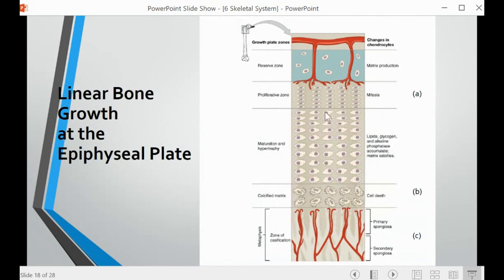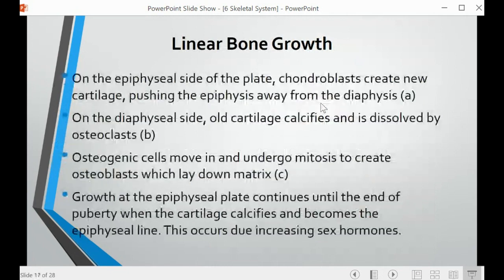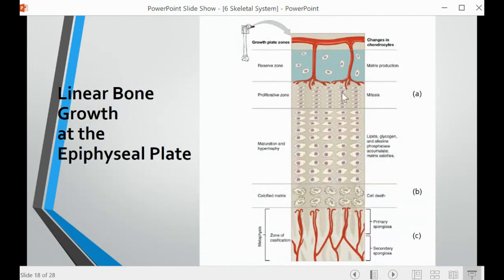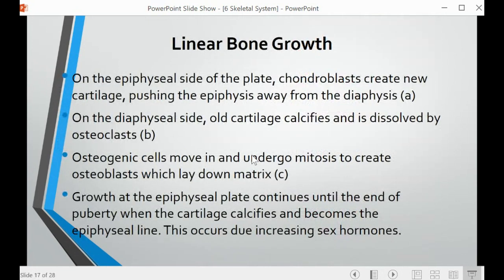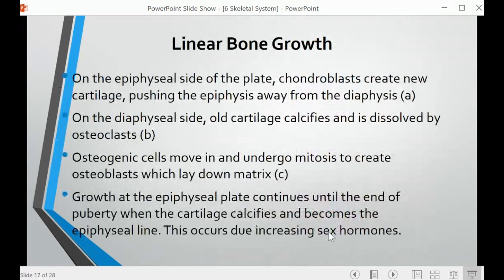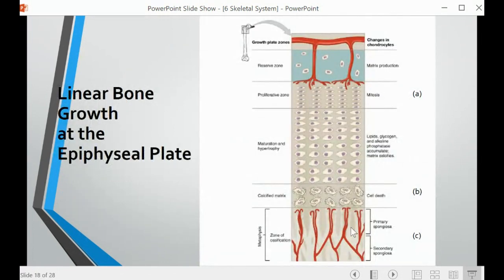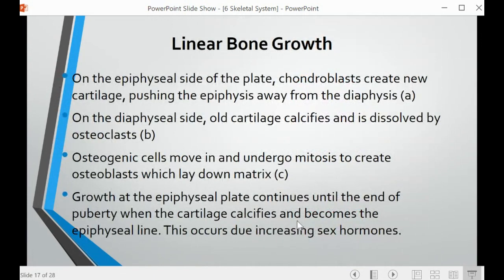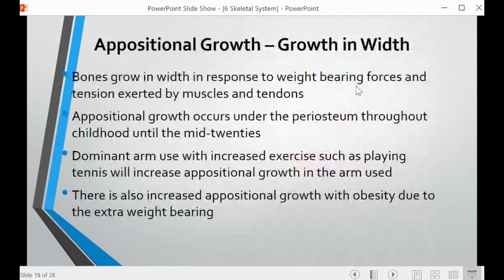Okay? So here is just sort of showing you this in a picture. On the epiphyseal side of the plate, the chondroblasts create that new cartilage. They push the epiphysis away from the diaphysis. So you can see that happening, right? Then on the diaphyseal side, the old cartilage calcifies and is dissolved. Here's that calcium, and we see some cell death happening. The osteogenic cells are going to move in and undergo mitosis to lay down new matrix right here. And then that growth continues until we hit puberty.